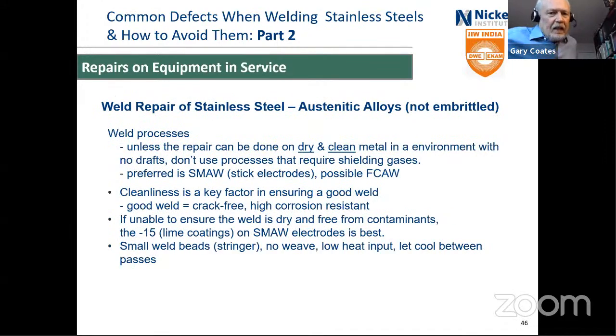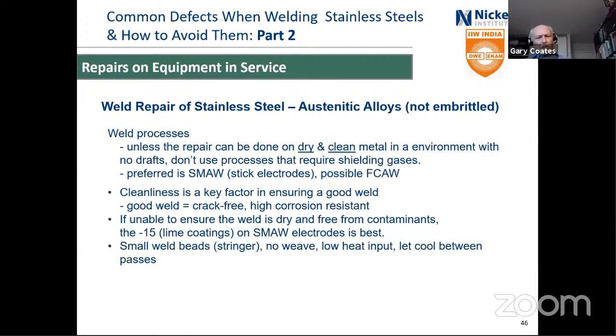Okay. So the weld processes. Normally, unless we can do it on dry, clean metal with no drafts, we want to use a process that has a flux on it. And that would be a stick electrode, which is the most common and the best one by far. Flux core welding may be possible. If it isn't dry and clean, avoid things like TIG and MIG welding.